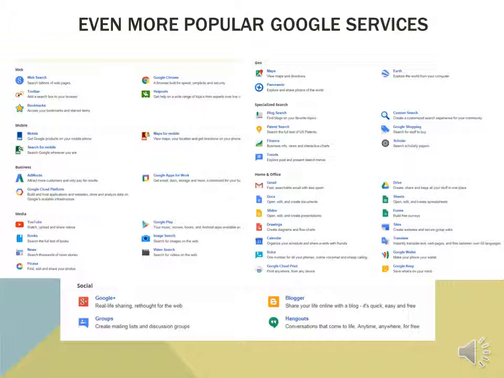And, of course, you've got your social area, which is going to be your Google+, which is real-life sharing, your groups, you've got a blogger, and then, of course, the Hangouts. That is a messaging service through Google. So look at everything that you can get by just having a Gmail account.